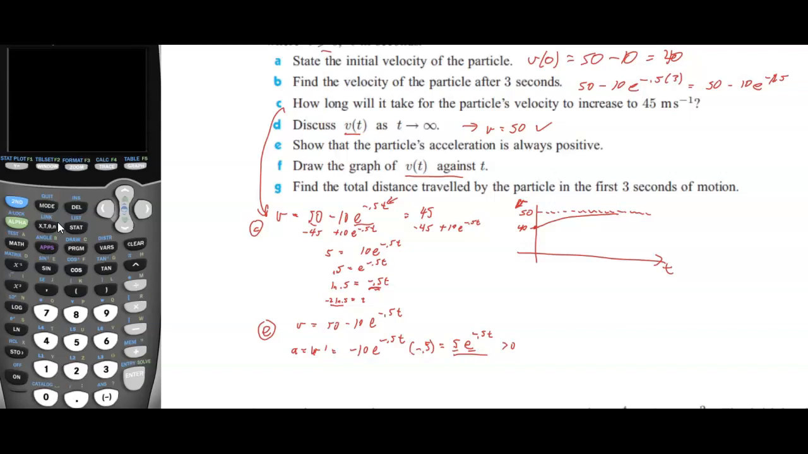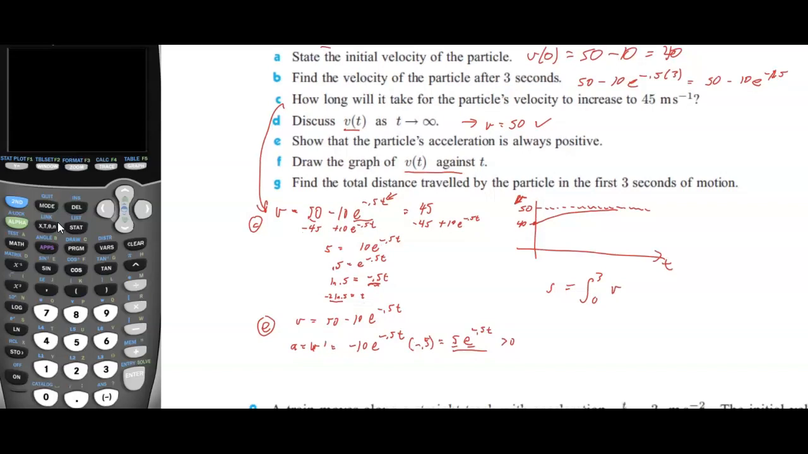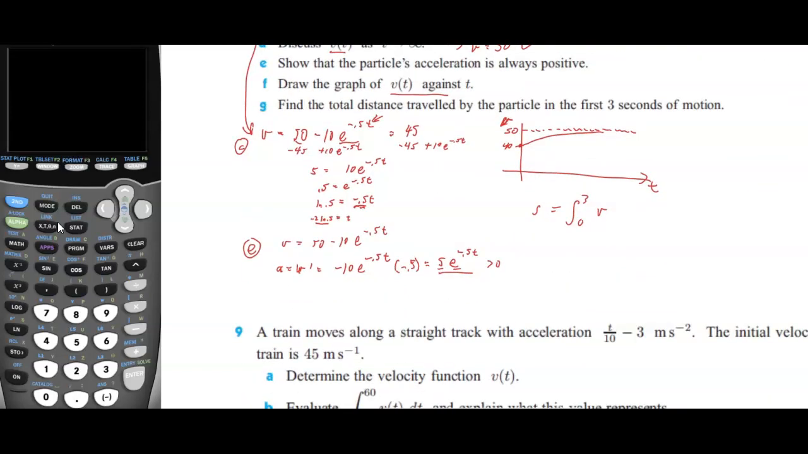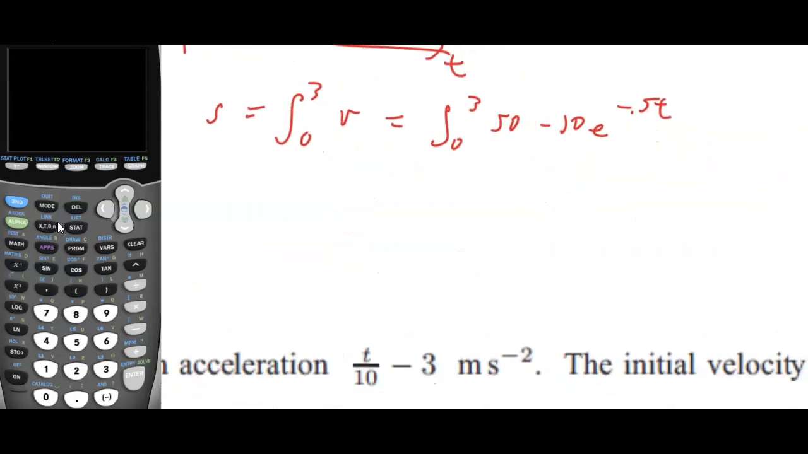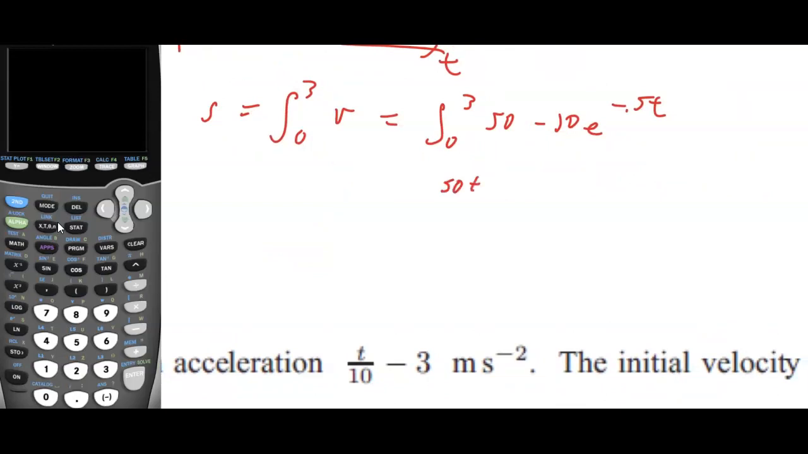So all we need to do to find the total distance traveled in the first 3 seconds of motion is to take the integral from 0 to 3 of the velocity function, and we don't need to worry about that complex procedure because there's no direction changes. What is the velocity function, by the way? It's just 50 minus 10 e to the negative 0.5t. When we take the integral of this, it'll be 50t minus 10 e to the negative 0.5t divided by negative 0.5. These both become positive, and we're going to substitute 3 and 0 eventually.